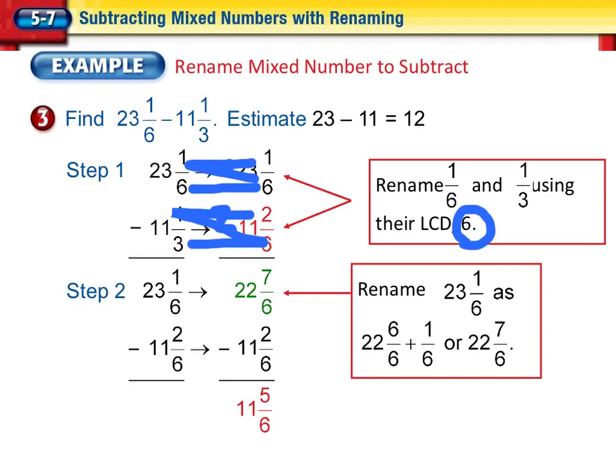The great thing is our denominators are the same, but the not so good news is we can't really take 2 from 1 of anything. So we are going to need to borrow. Let's talk about borrowing.